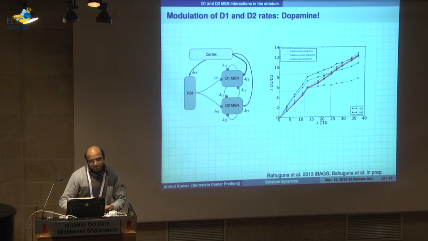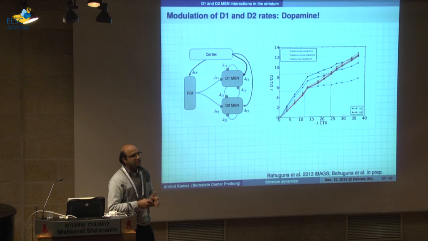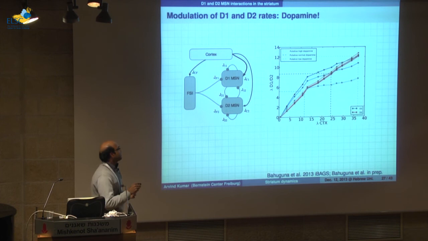Because this was somehow related to the low dopamine, high dopamine state, the question was how do you model dopamine and what can you comment about D1, D2 balance? Dopamine is a mess. Nobody really knows what it does.